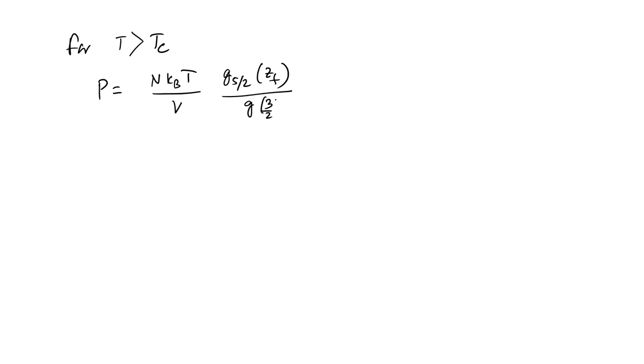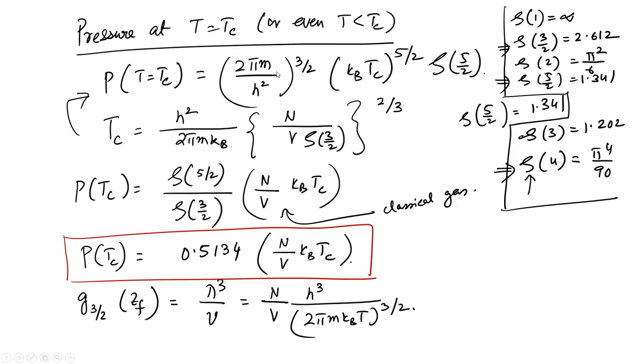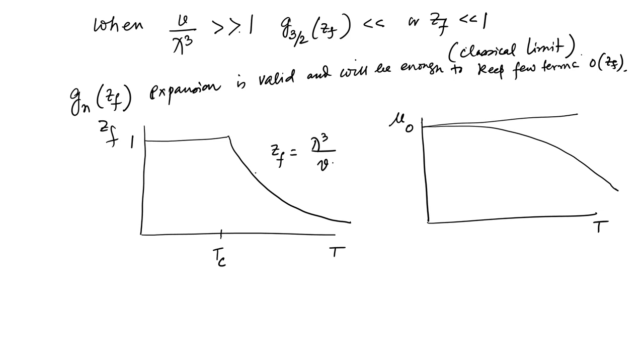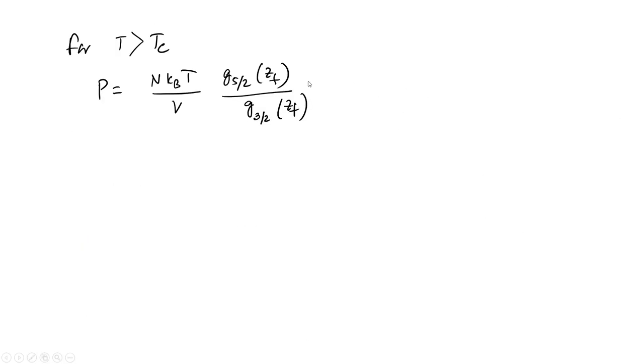And what happens for T greater than TC? We are not talking about much greater than TC, but just say T in the vicinity of TC, but on the larger side, that is the T greater than TC side. So P becomes equal to NkT over V, G 5 by 2 ZF divided by G 3 by 2 ZF. And I am not going to put ZF equal to 1, because ZF starts deviating from these values. If Z is not equal to 1, then it has a temperature dependence, which is what we have shown here. So at T greater than TC, this side of the plot tells you how ZF falls off. But the expression will still remain G 5 by 2 ZF divided by G 3 by 2 ZF.